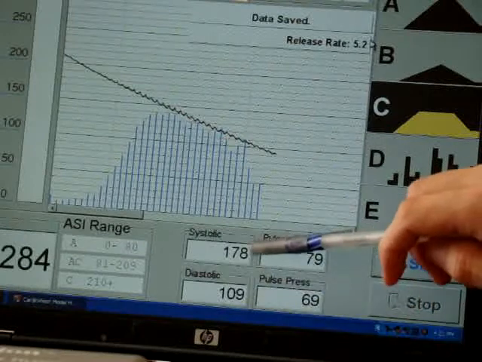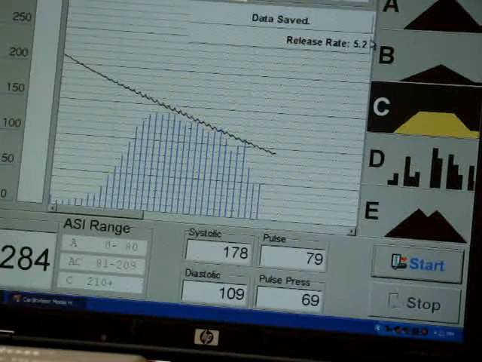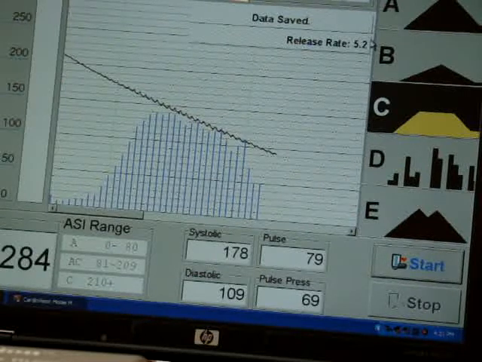And then if you look at their blood pressure, you can see it's markedly elevated, as is their pulse pressure. So this is a classic example of a patient who has atherosclerosis who could have been helped by earlier intervention with lifestyle counseling.